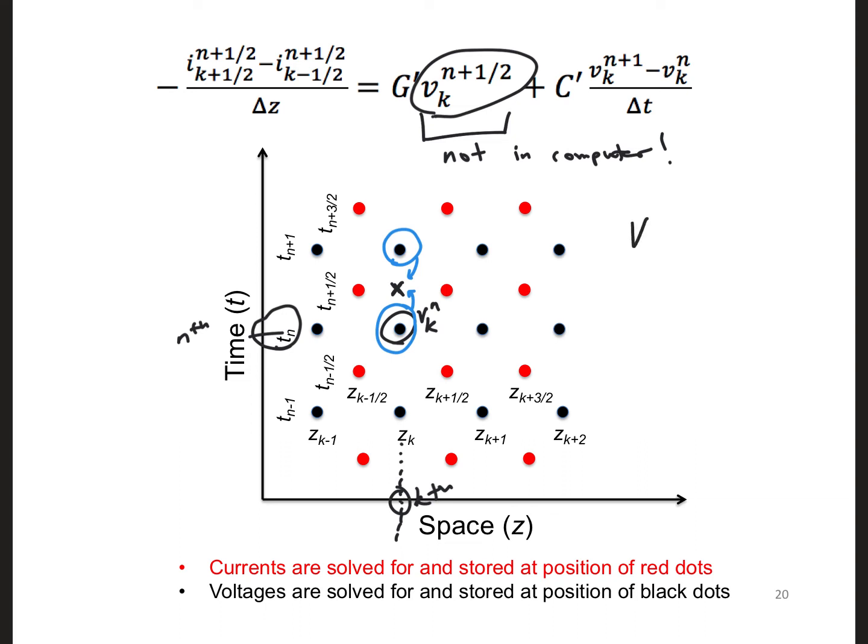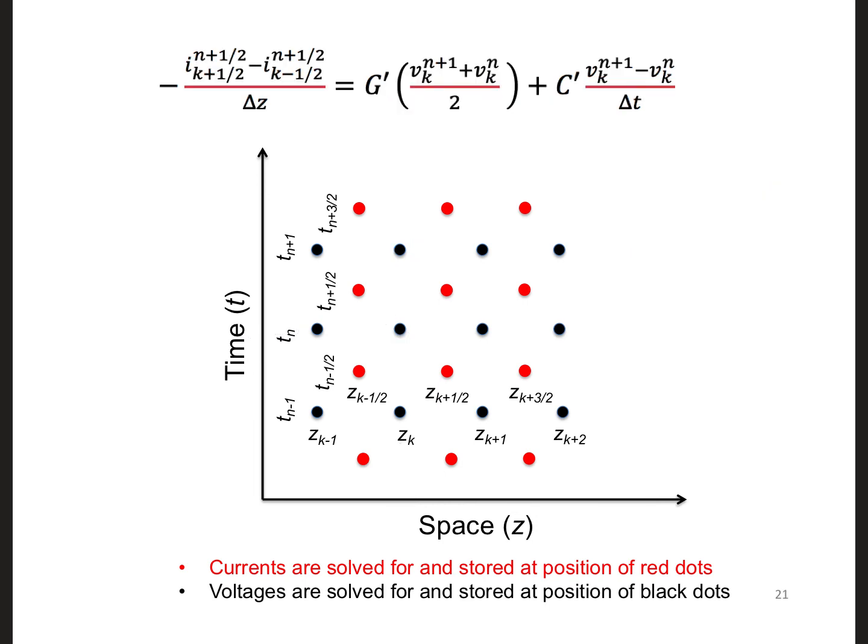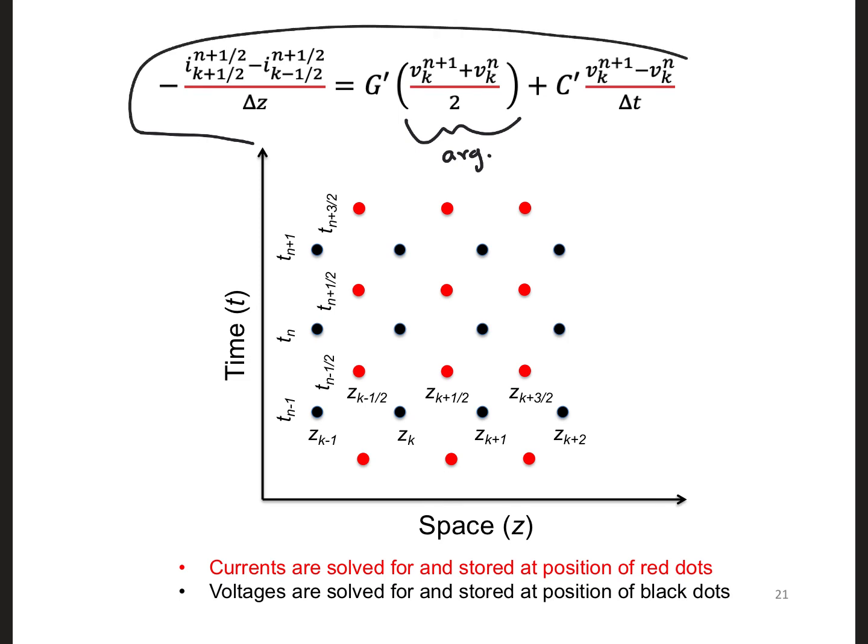So the way I would write this is V_k^(n+1/2) is about equal to (V_k^(n+1) + V_k^n) divided by 2. I'm just going to do a very simple averaging of the two. So now here, all we've done is replaced with that averaging that we came up with, so that we're only using values that are stored in the computer. And now if we look at all the terms in this equation we've come up with for the first telegrapher's equation, they are all values that are stored in the computer, and we can now solve this equation.